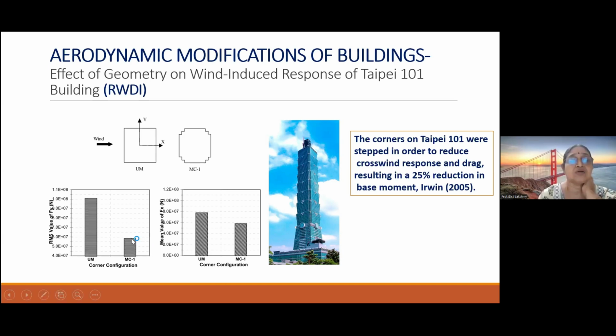And this is the modified configuration. That means this geometric modification has considerably reduced the crosswind force. Similarly, for the mean along wind force, X is in the wind direction, so this is the along wind force. Here also there is a reduction in the along wind force. That means there is a 25% reduction in the base moment, and this was done by Professor Peter Irwin at RWDI, reported in 2005. So by doing a proper aerodynamic modification, the along wind and across wind forces can be reduced. That is well established. The only thing is that it has to be proven in the wind tunnel before you adopt it for your design.